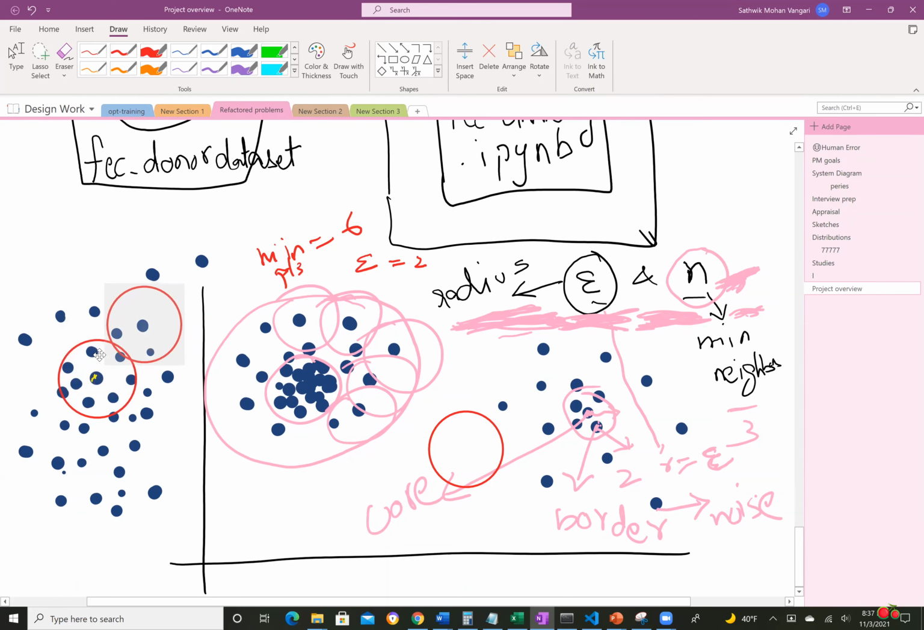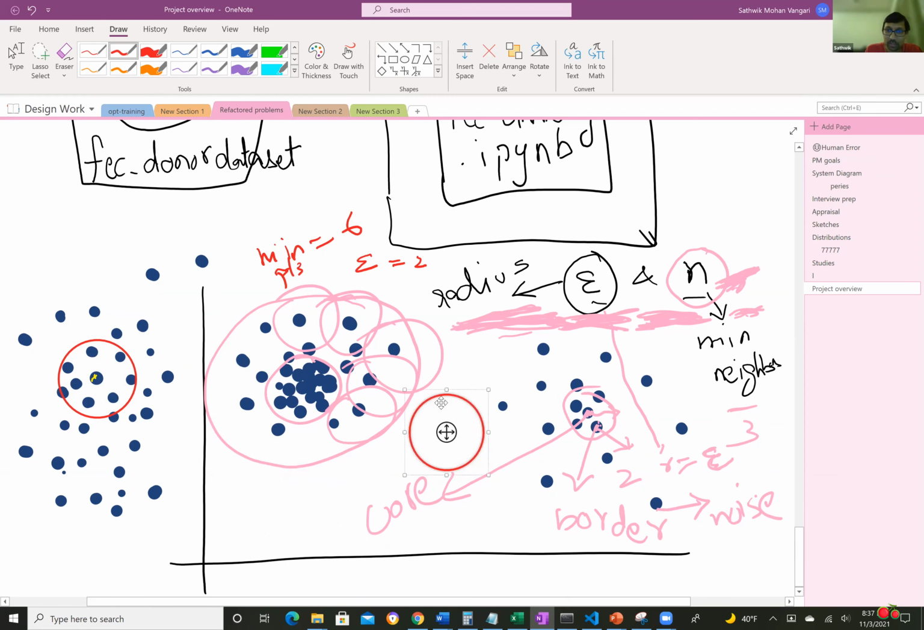Yeah, I think I understand now. It's a core point if the number of points within that circle satisfies the minimum number. So if you have a minimum of 6, does it mean all the points inside are core points? No, not all the points, just that point. Not its neighbors. The most central point? That's the core point? Yeah, the center.